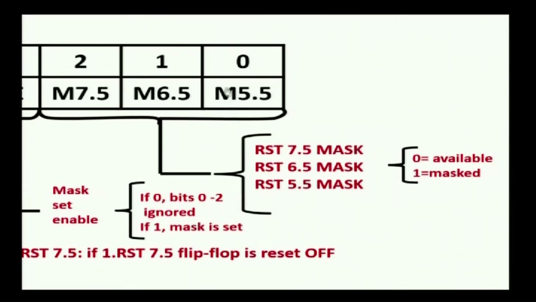When it is 0, it means the interrupt is available, or enabled. Suppose you want to enable the interrupt RST 5.5, then you have to write it as 0. If it is 0, RST 5.5 is enabled. If it is 1, it represents that RST 5.5 is disabled.